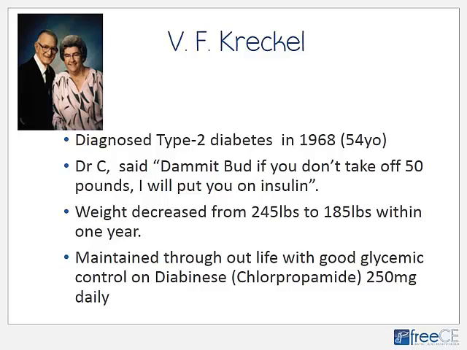Dad was diagnosed as a type 2 diabetic in 1968 at the age of 54. His doctor, Dr. C, we'll call him, looked at him at the time and said, "Damn it, Bud, if you don't take off 50 pounds, I'm going to put you on insulin." My dad, being a hard-nosed guy, immediately started dieting, watching everything he ate, and his weight decreased from 245 pounds down to 185 pounds within 1 year.